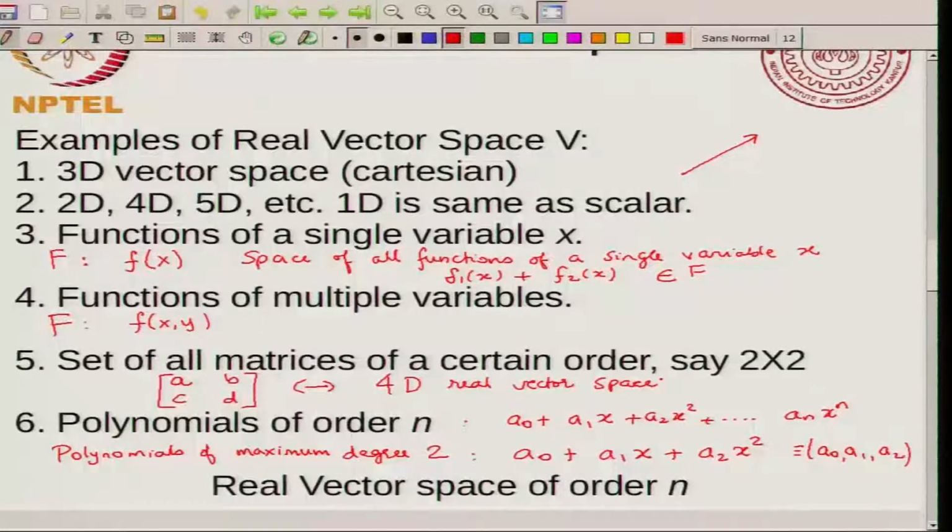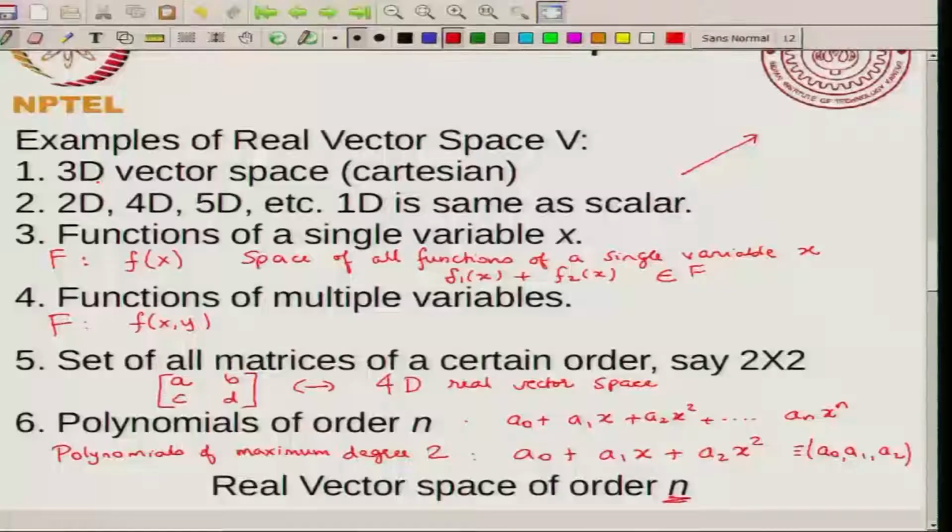So essentially when you say a real vector space of some order, there is only one kind. All the real vector spaces of order n, you can just call them n-dimensional real vector space. And so what I would say is that you have 3D space, 4D space, 5D space, 6D space, etc. And what we will see later on is that the dimensionality of the space of functions is actually infinite, okay, and we will give a formal definition of that.